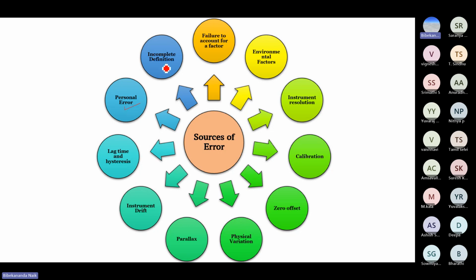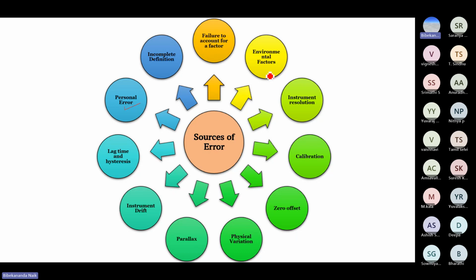Then incomplete definition. If you don't know exactly how the experiment should be performed, you will be missing some information, and due to that incomplete definition, you will have some error in your measurement. And then failure to account for a factor. Suppose there are different factors which affect your measurement, and one factor you can't identify, due to which the result shows differently. That is also one cause of error.